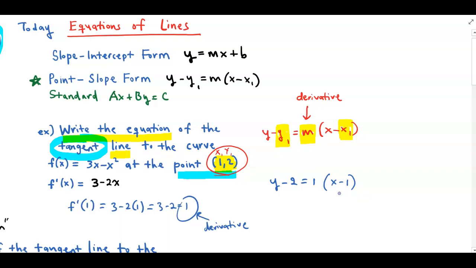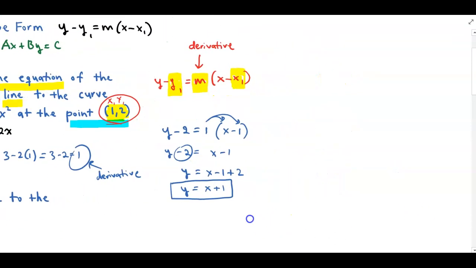Now remember, even though you're writing this in point-slope form, the AP exam could simplify this equation for you. What I mean by simplify is distribute out that 1 times x, 1 times 1, negative 1. So you get 1x minus 1. You can still simplify some more. Move that 2 to the right side by adding 2 on both sides. If I add 2 on both sides, 2 minus 1 is 1. So that's the answer, the equation of the tangent line.